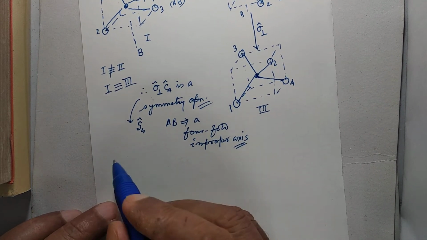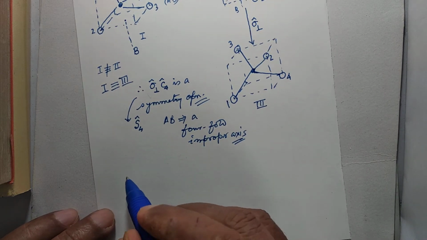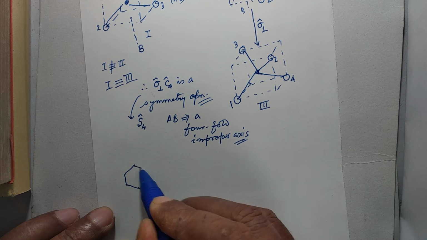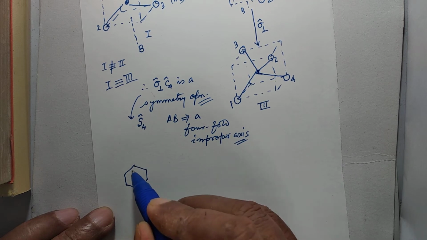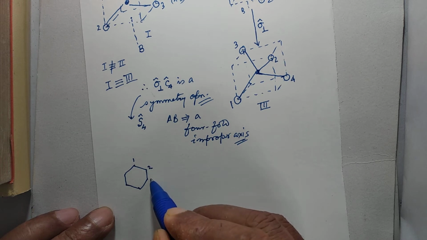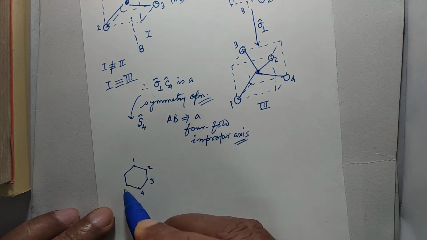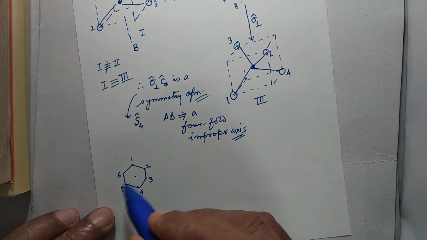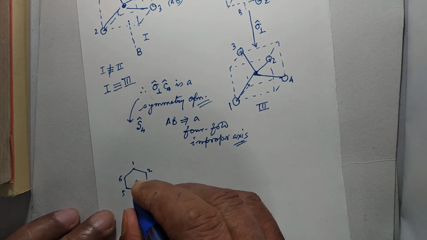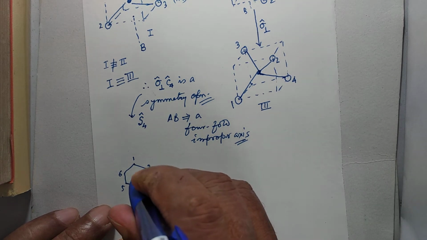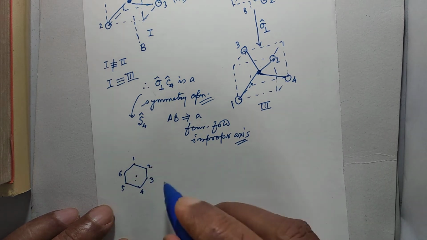Let us consider another example. Consider benzene molecule, which we are very much familiar with. The carbon atoms are numbered in this manner. Now this is perpendicular to the plane of the paper. There is a C6 axis. This C6 axis independently exists.